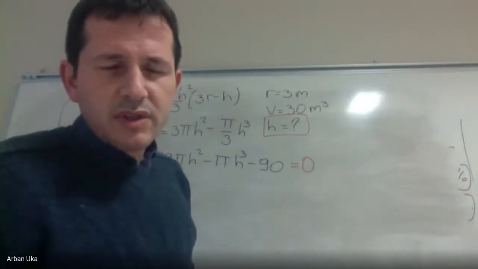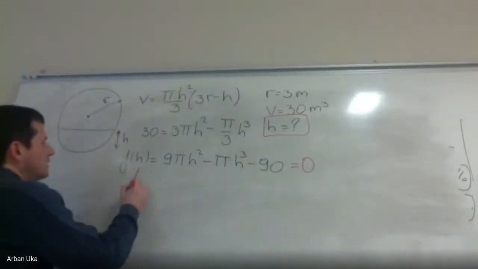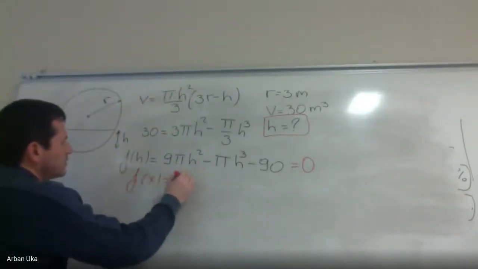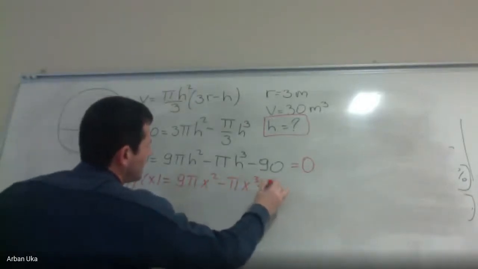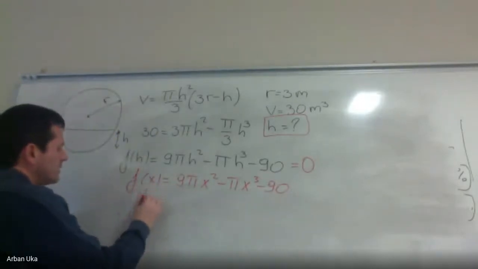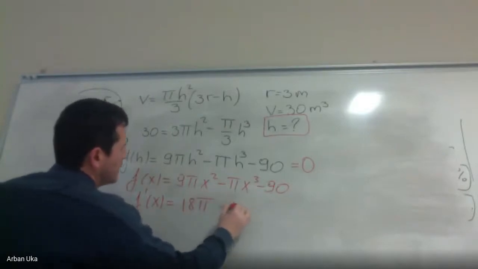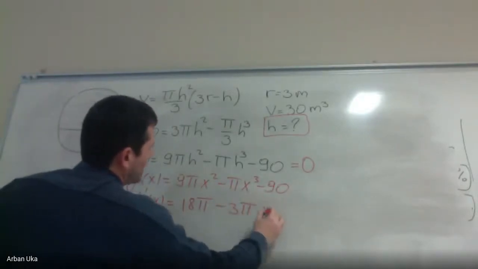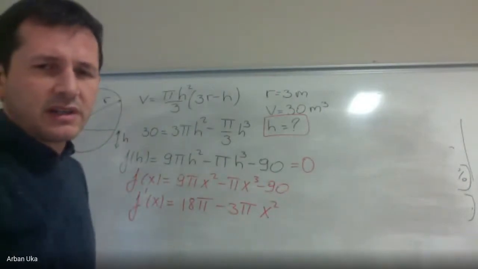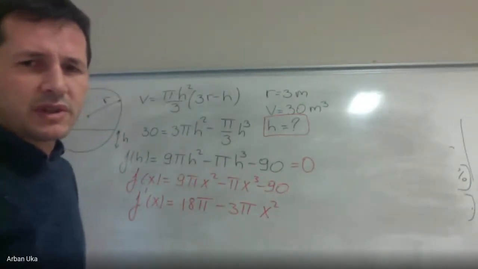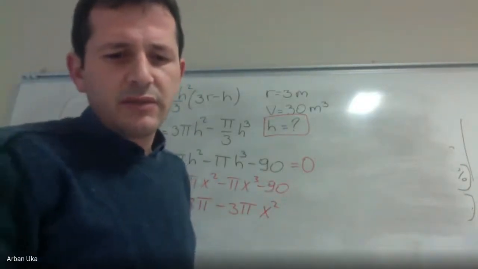So if we start solving this, we get here f of x is equal to 9 pi x squared minus pi x cubed minus 90. Then the derivative of this function is equal to 18 pi x minus 3 pi x squared. So we need the function and the derivative of the function to use the Newton-Raphson method.